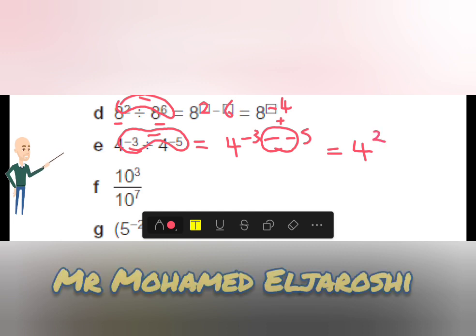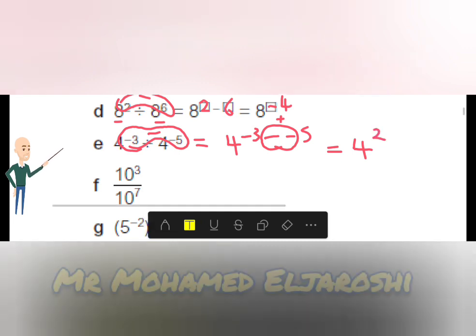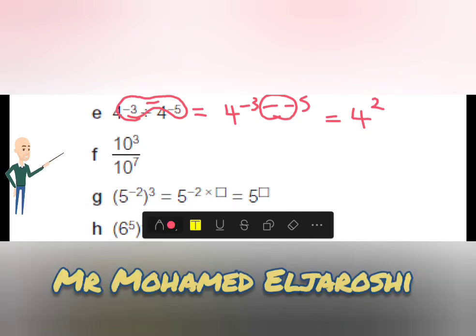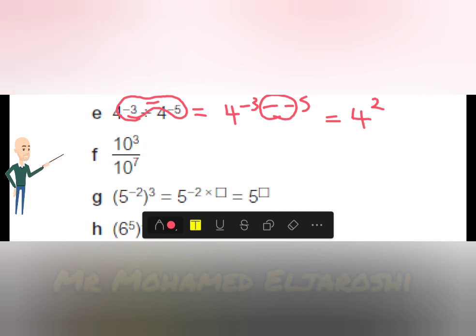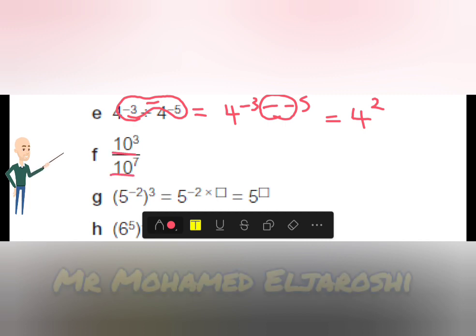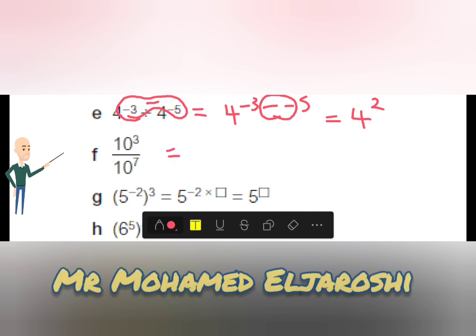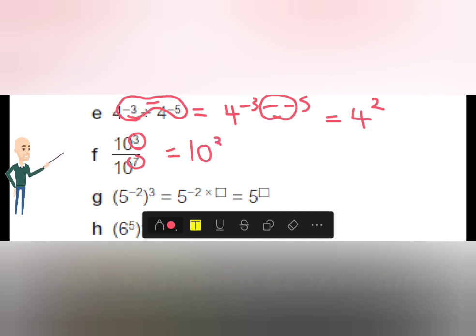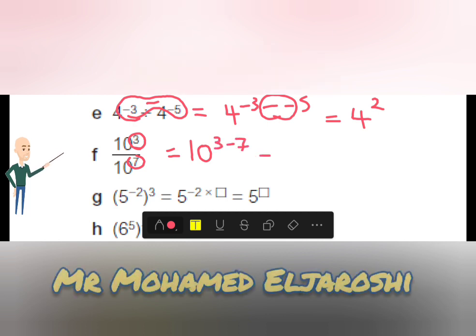Very good. Now in question F, we have the same thing. Now this line here means dividing. It's the same, so you have to focus on this. They have the same questions, division or the line of a fraction. Now when you divide the same base numbers, as we said before, you just subtract the powers. So the answer will be the same base number with the powers subtracted from each other. So it's going to be 3 minus 7. So the answer will be 10 power of negative 4.